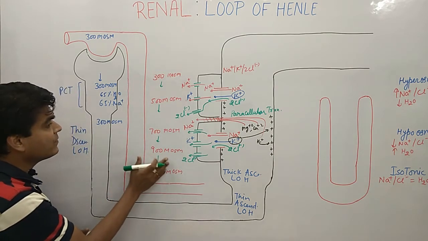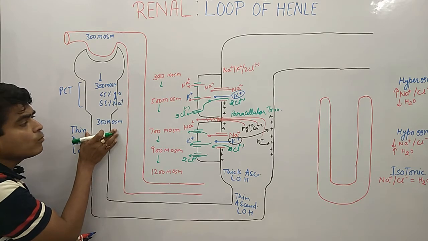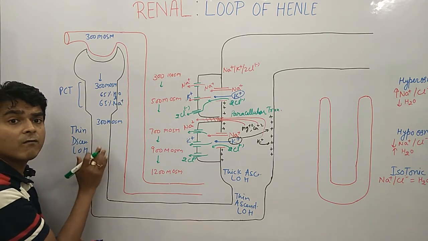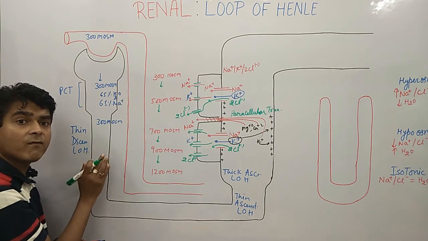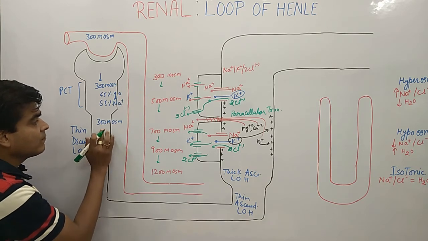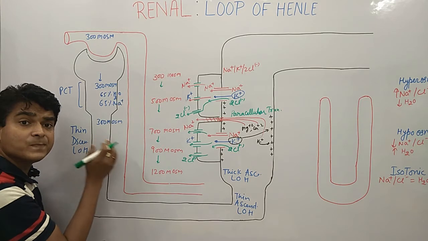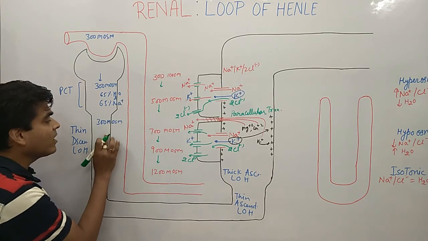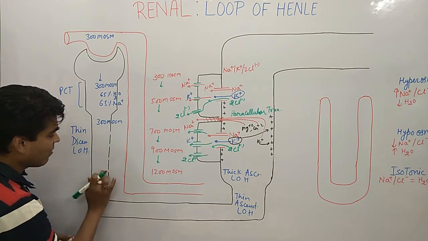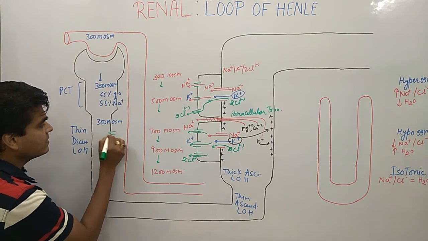Now what happened with the descending loop of Henle? In the descending loop of Henle, this wall is permeable for water but impermeable for salt. For permeation of water, the wall has a specialized type of channel. What kind of channels? These channels are basically known as aquaporin channels.